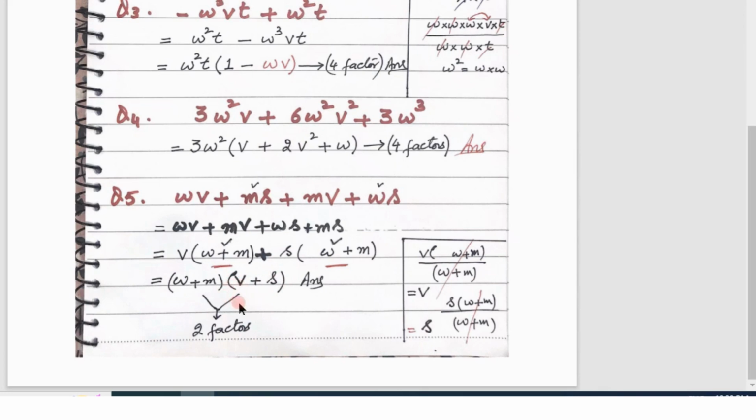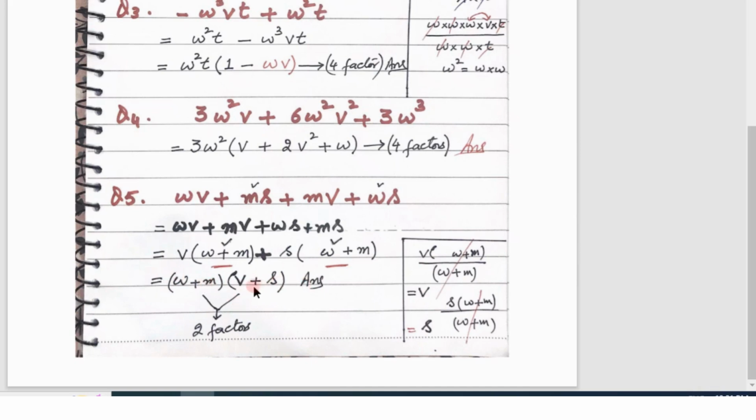This V and this plus S will not be written outside without any bracket. This V and this plus S will make another factor. Okay, this is how to factorize four terms. When the terms are written in the form of brackets and there is no sign between two consecutive brackets, between two end-to-end brackets, it means these terms are in the form of factors. What is the first factor? W plus M. What is the second factor? V plus S.